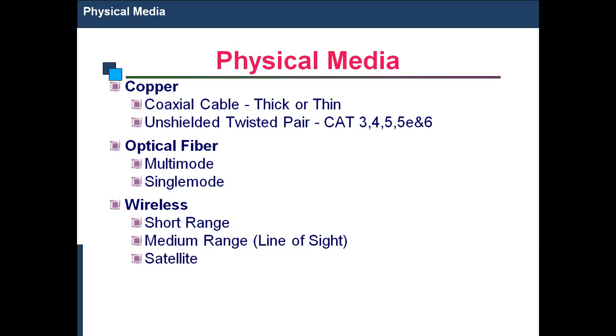This is about guided medium. The next example is unguided, where air is the medium, which is called wireless. Here, wireless has short range, medium range, and satellite. Now we'll discuss each one by one clearly.